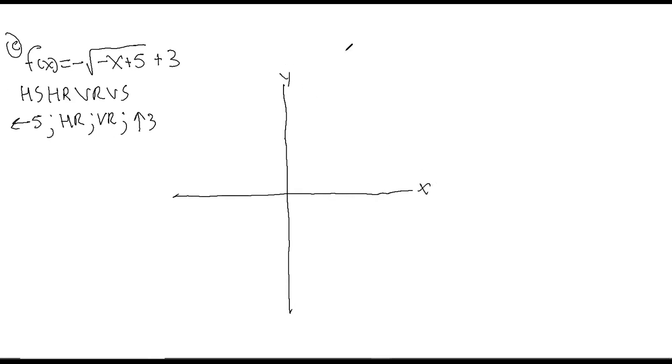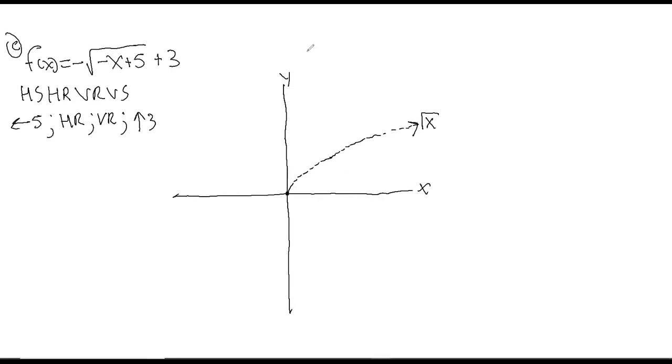So I'll do in black the core function, a square root of x, starts at the origin. And then we have that, what we call slow growth to the right, looks like a parabola on its side. There we go. So that's our core, not x squared, square root of x.